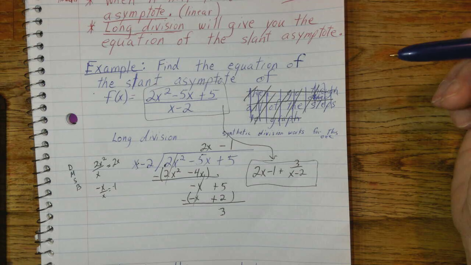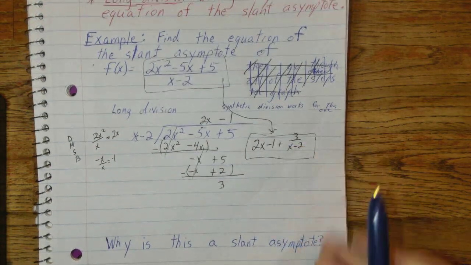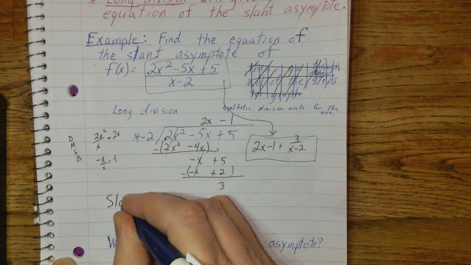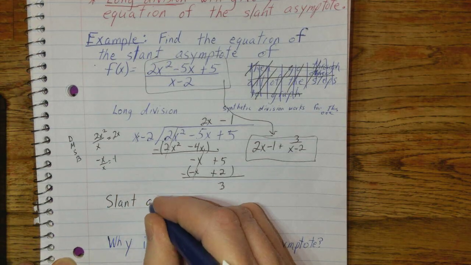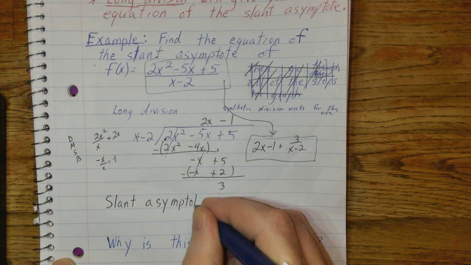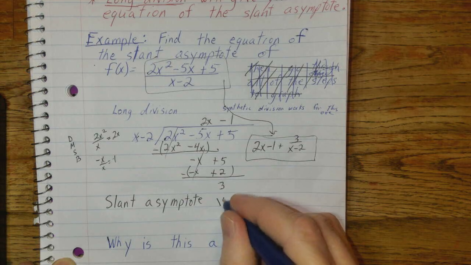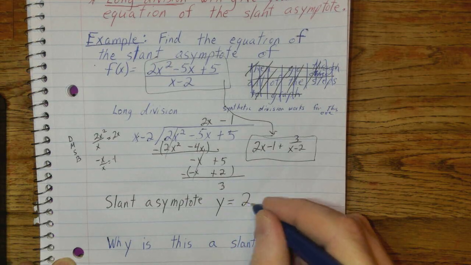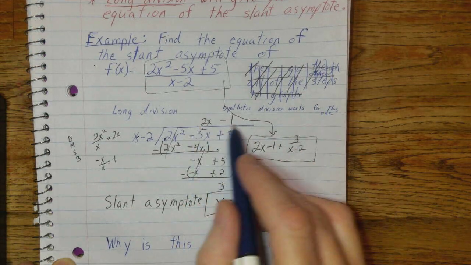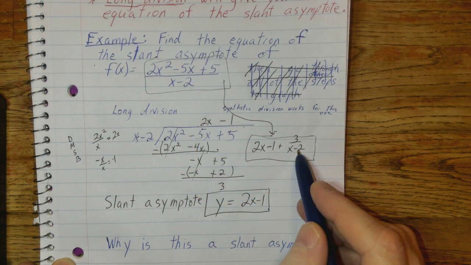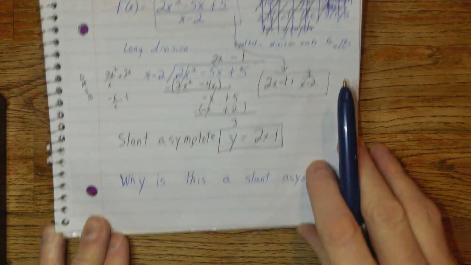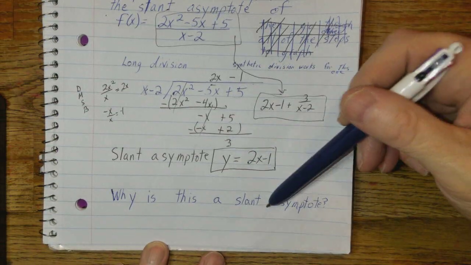Now, the slant asymptote equation, and I'm not going to write f of x, I'm just going to use y when we talk about the asymptote, so as not to confuse the issue, is y equals 2x minus 1. It's the part up here before the remainder. Now my question is, why is that a slant asymptote?